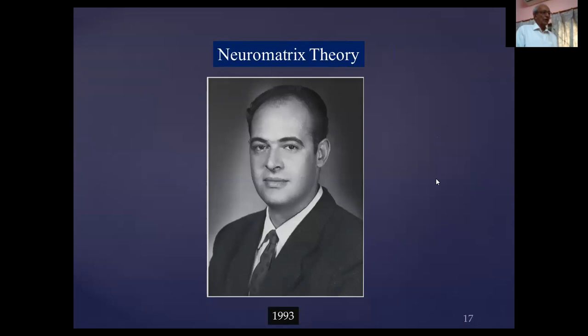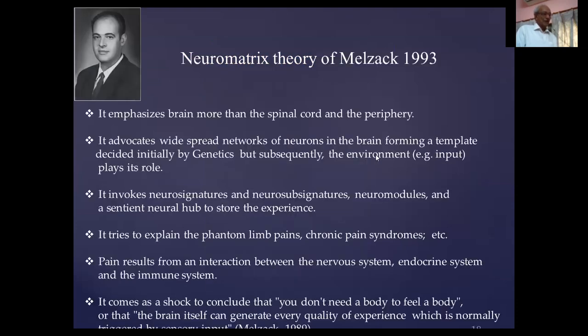We are on to the next theory, Neuromatrix theory, presented by Melzack. And here is the theory. It emphasizes the brain more than the spinal cord and the periphery. It advocates widespread networks of neurons in the brain forming a template. That template is decided by genetics initially.